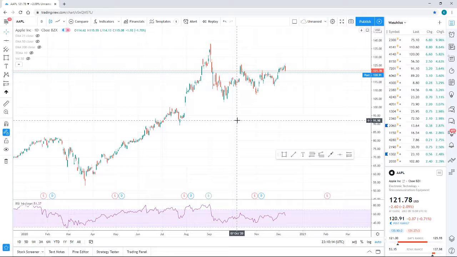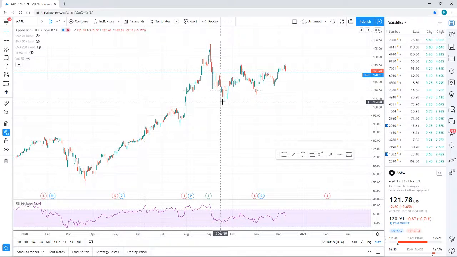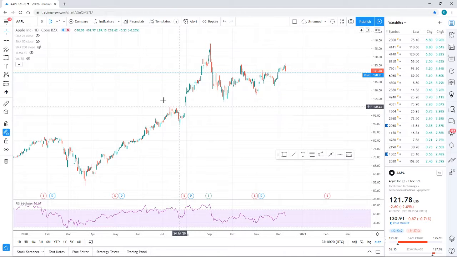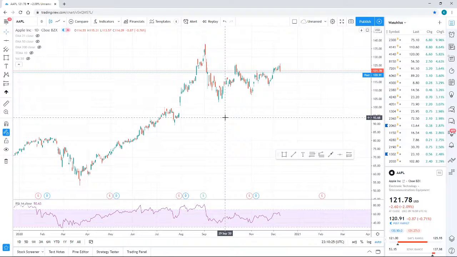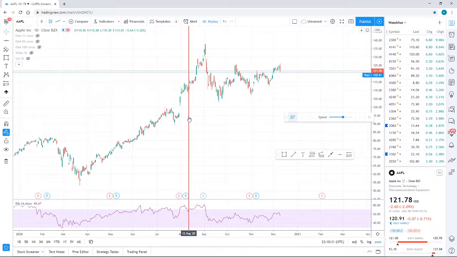So you can choose any stock of your choice. In this particular example, I'm using Apple here just for the sake of our example. So this is a daily chart for Apple in today's date. So the first thing we need to do in backtesting is go to this replay button here. This will take you back in time, a date of your choice.